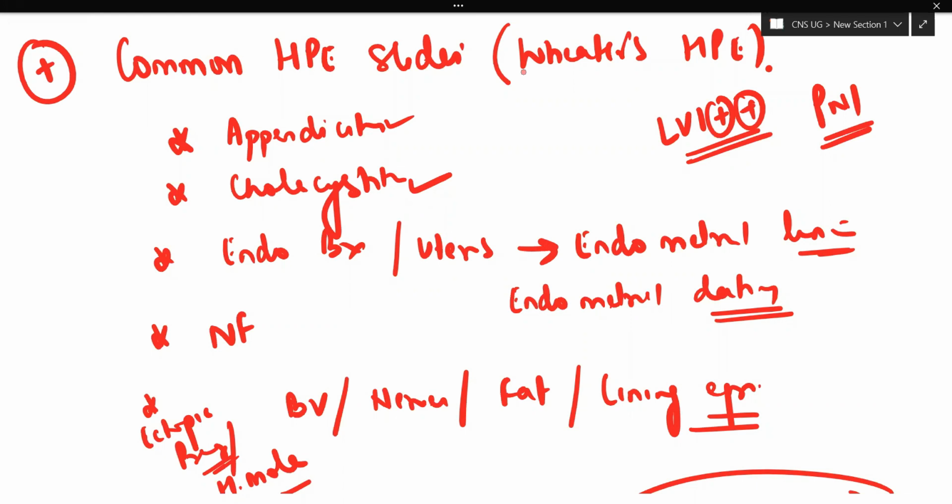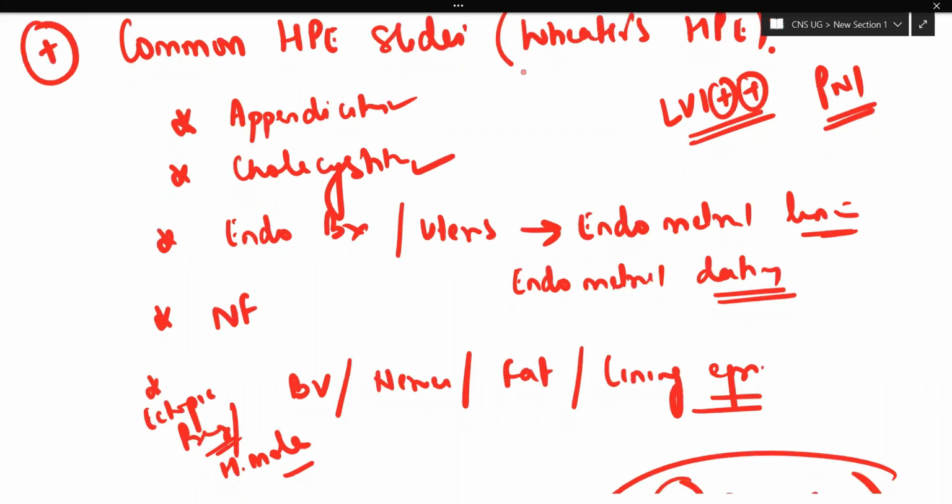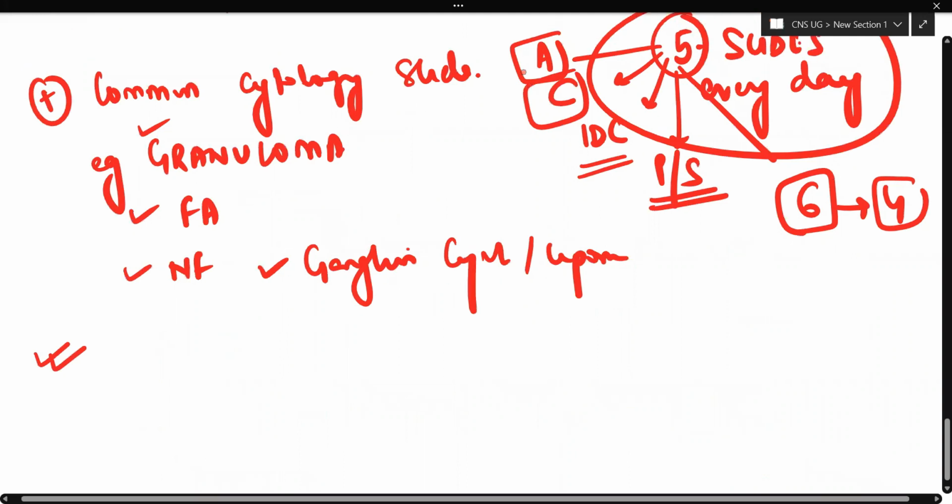So don't leap ahead, okay, before the time. Okay, in first years, we don't know anything, but we wish to know everything in the first year. Understand? It's a step by step process. Okay, so I hope I have made myself very clear. Common histology slide, common cytology slide.